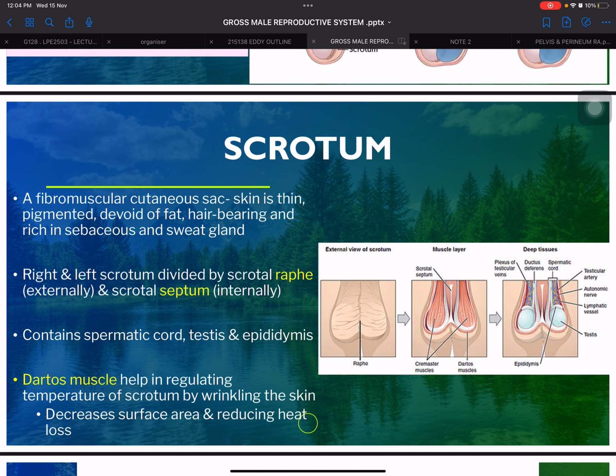Dartos muscle here helps in regulating the temperature of the scrotum by wrinkling the skin. So it decreases surface area, reducing heat loss. Okay, so maksudnya kalau macam tempat panas kan, so dia akan wrinkling the skin to reduce the heat loss.